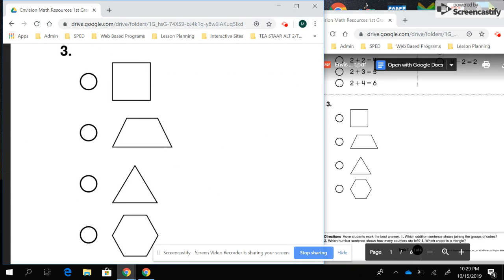Question 3 is asking you to shade in the triangle. Please find the triangle and bubble it in.